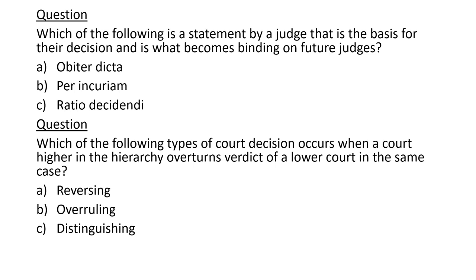If there are two different cases, the verdict of the lower court is different and the verdict of the higher court is different, then it will be known as overruling. So an overruling decision occurs when a superior court overturns the decision of a lower court in a different case. If a superior court overturns the decision of a lower court in the same case, that is reversing, and in the case of a different case, that is overruling.